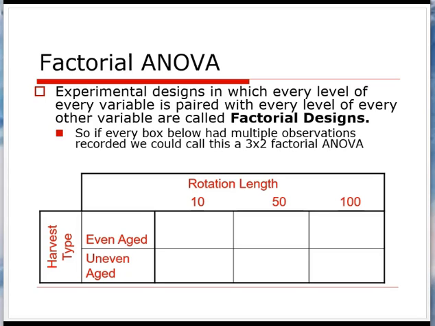Just to get you used to some of the terminology, when you're running a factorial ANOVA, it's most common to try to have the same number of observations falling into each of the different grouping levels or categories for each of your treatments. That's a nice balanced design. And when we're talking about these balanced or factorial designs, we can often describe them by how many grouping levels there are for each of the treatments. So in this example, we have 3 different levels of rotation length, 10, 50, and 100, and 2 different levels of our harvest type, even aged and uneven aged. So that's essentially a 3 by 2 factorial analysis of variance.